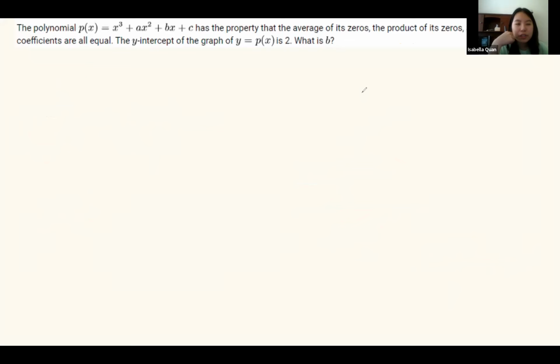All right, give this one a try. This one's not too bad, but I think this was a bit easier than the previous question, so just give this a try. I'll give you like 2 minutes.